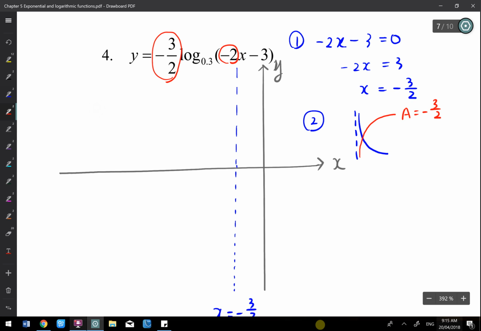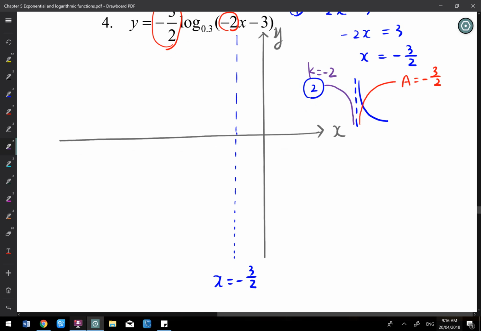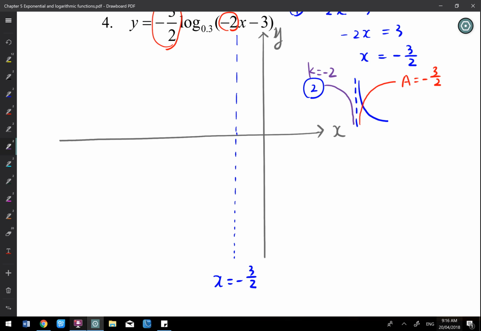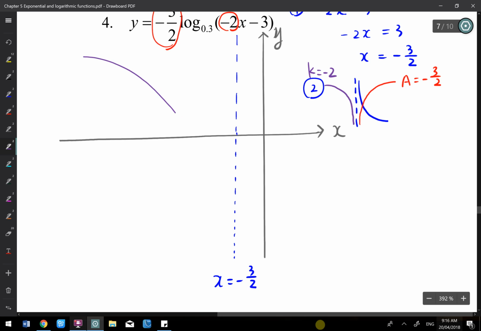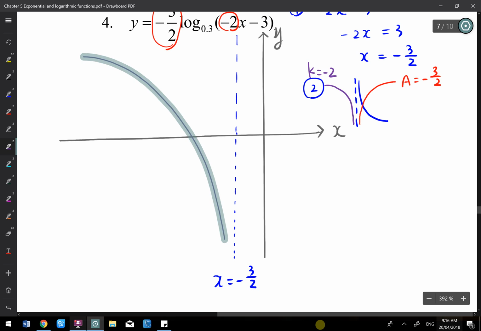And then reflect in vertical. That's because k equals minus 2. That's a reflection in vertical. Okay, we have that. So actually we should have a shape that looks like this. But I need to find the intercepts first.